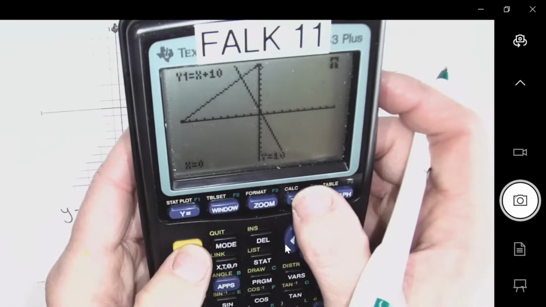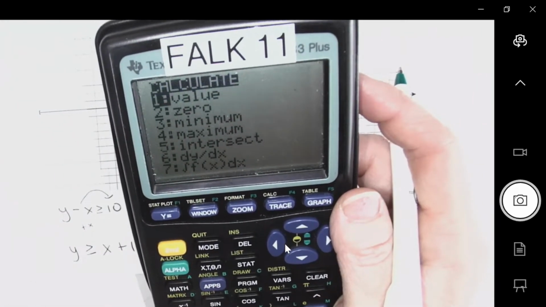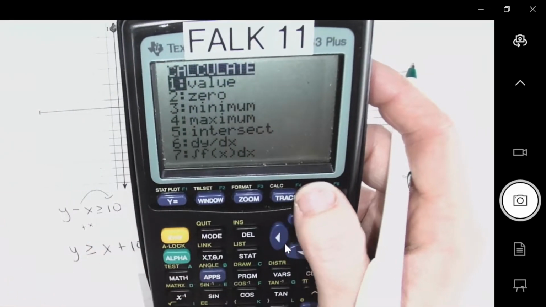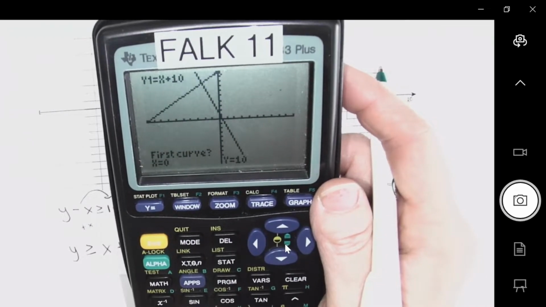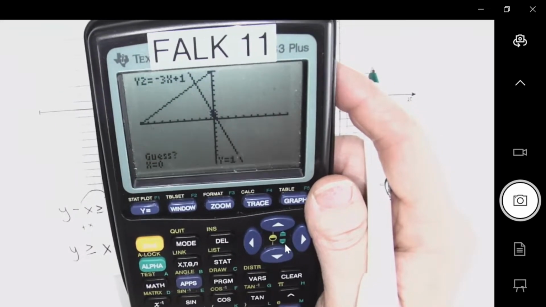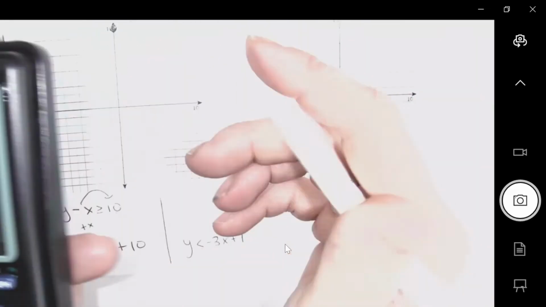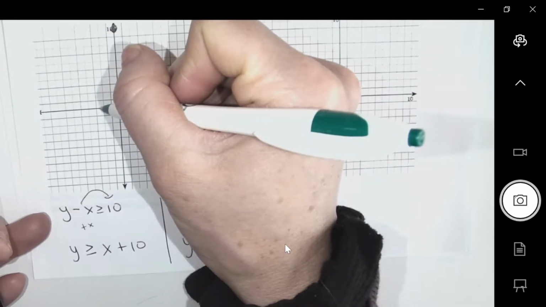Let's get our intersection point. Do you remember how to do intersections? Calculate. So second, calculate, intersection, enter, enter, enter, negative 2.25, and then 7.75.